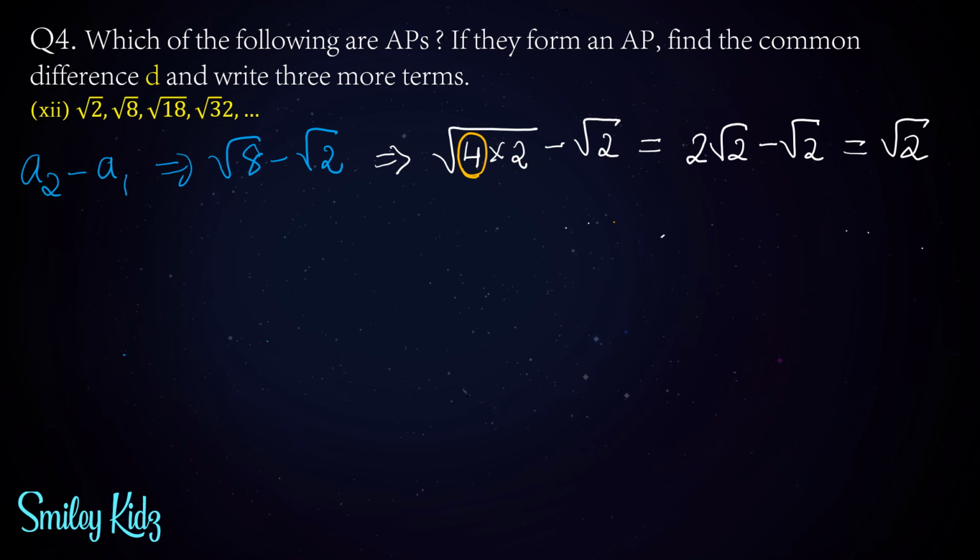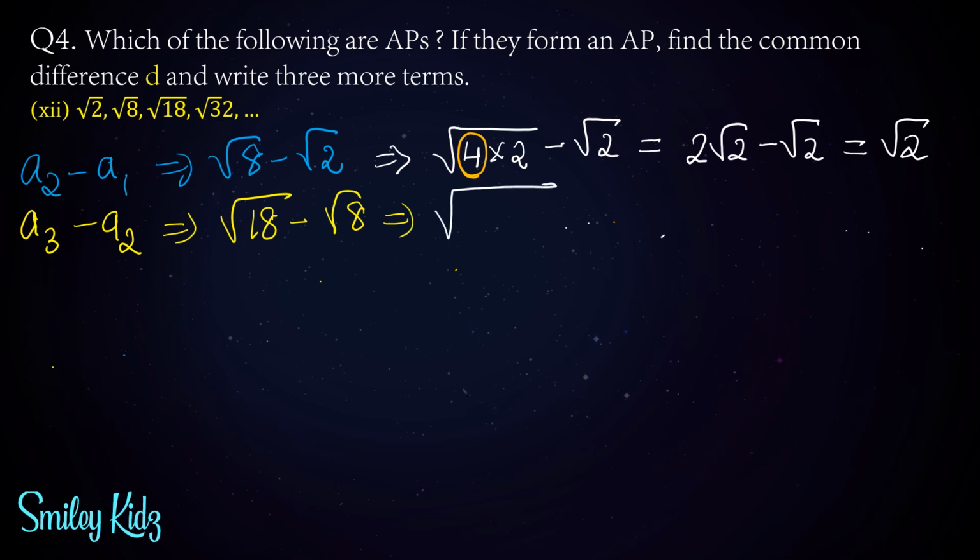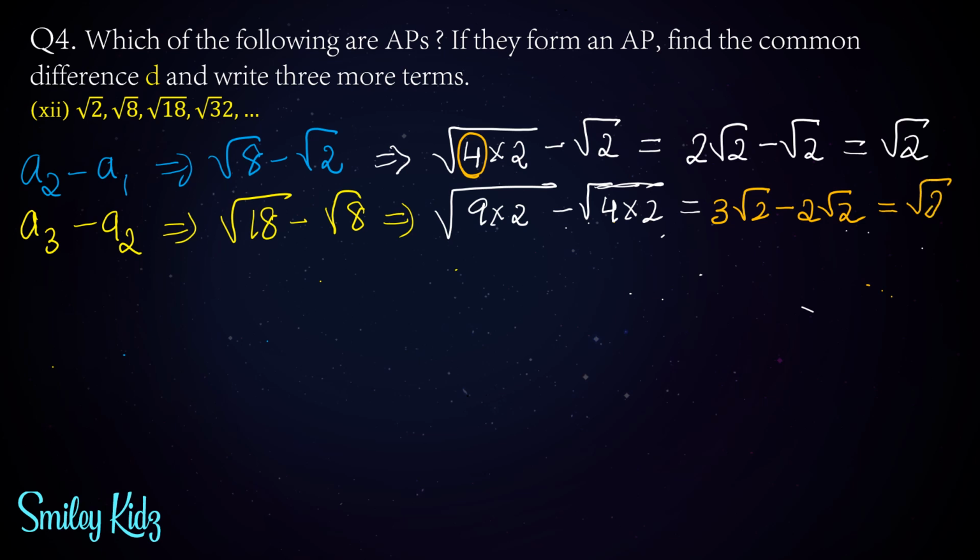Then moving ahead, we have A3 minus A2, which is equal to root 18 minus root 8. Now, this in turn can be written as, root 18 can be written as root of 9 into 2 minus root of 4 into 2. Now, what is this basically? This is 3 root 2 minus 2 root 2, which is equal to root 2 again.